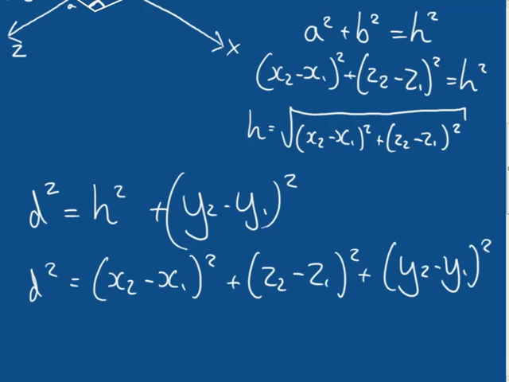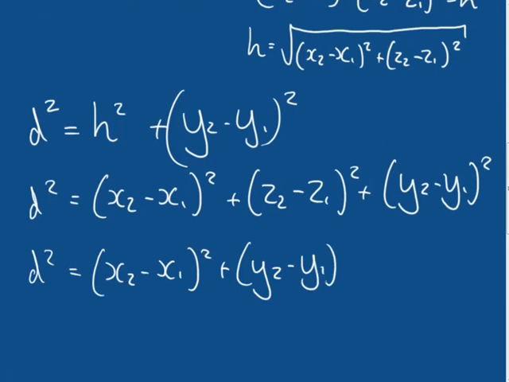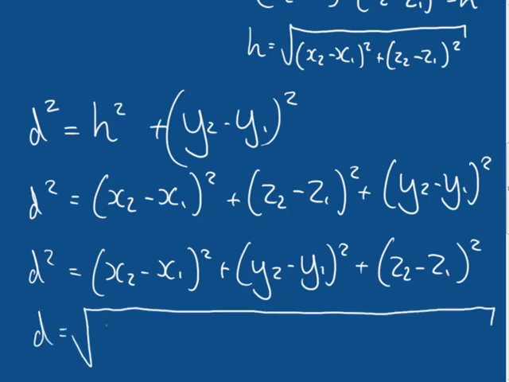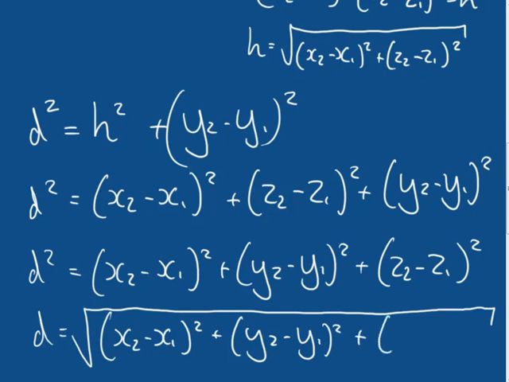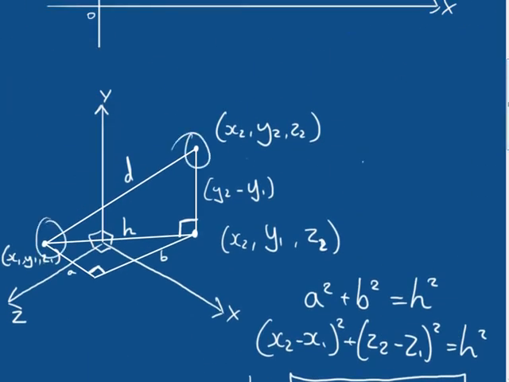Let's rewrite this for clarity and so that it's easier to remember. So d squared is equal to (x2 minus x1) squared plus (y2 minus y1) squared plus (z2 minus z1) squared. That means that d, therefore, is equal to the square root of all of that. So the square root of (x2 minus x1) squared plus (y2 minus y1) squared plus (z2 minus z1) squared. So this is the distance between 2 points in 3D space.